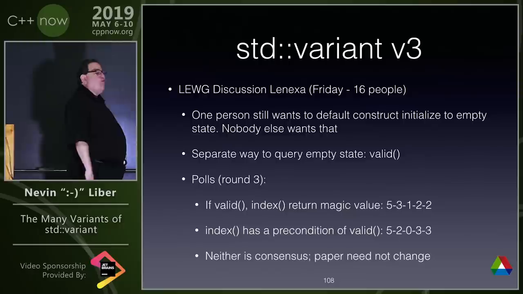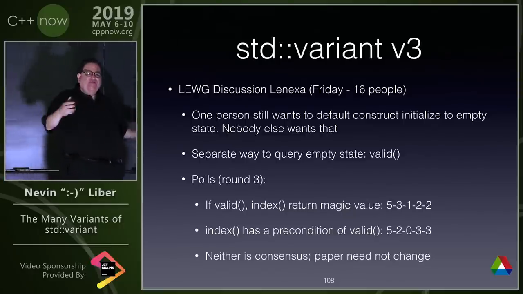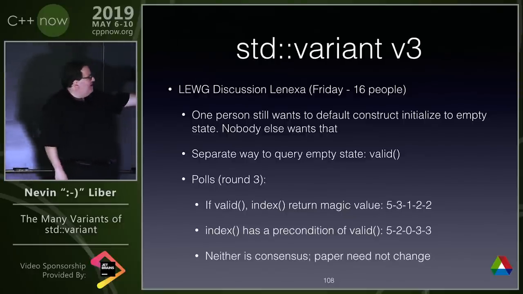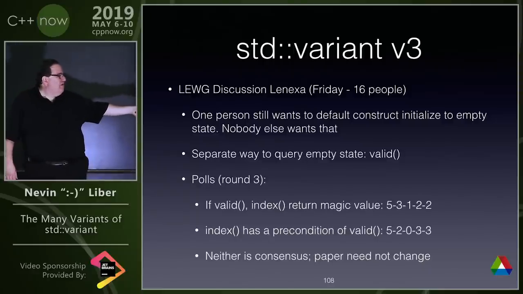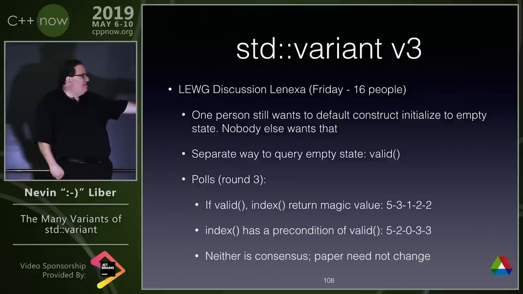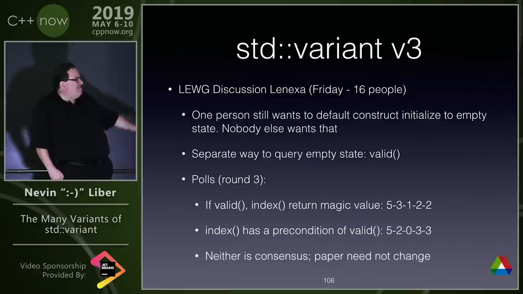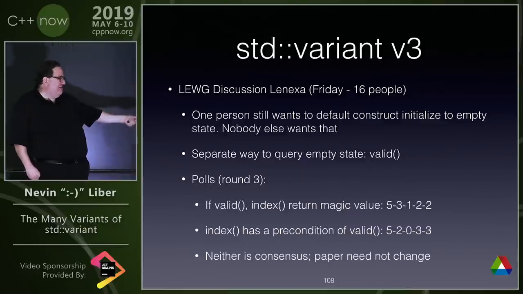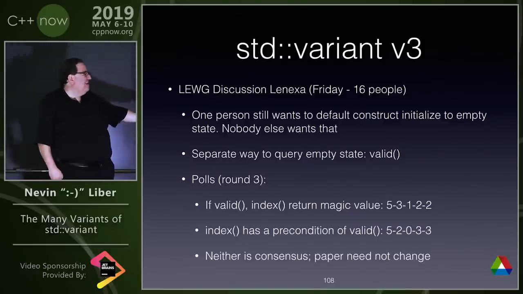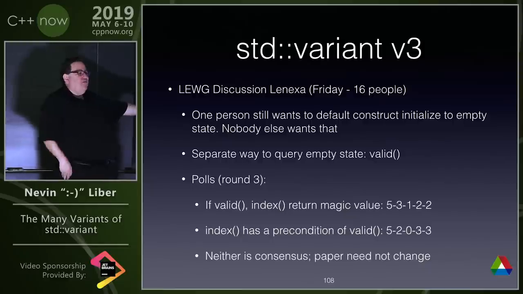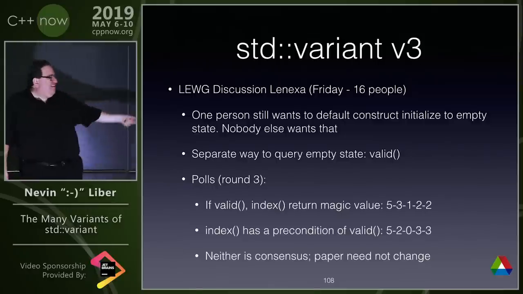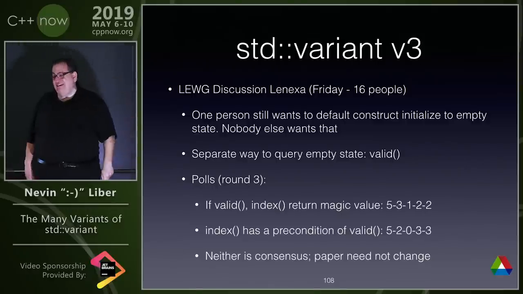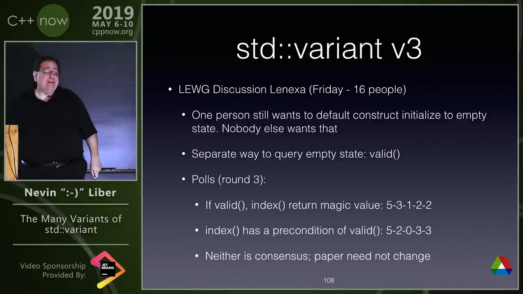And we want a separate way to query this state, right? Right now there's index, which says which slot it's in, -1, but sure, why not, right? So if it's not in the empty state, return a magic value. It's weak consensus, not really. Is there an index, saying which slot it's in, as a precondition of being valid? What, 7 to 6, that's not consensus. So the paper need not change.